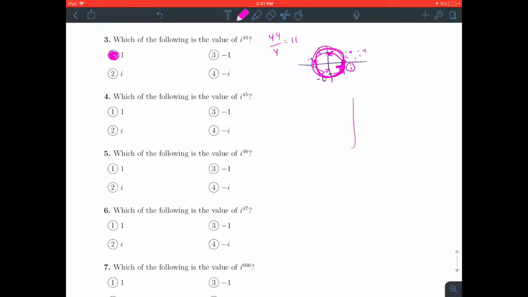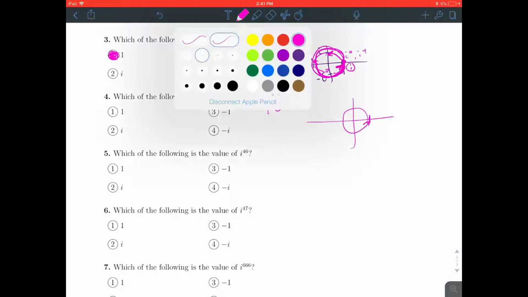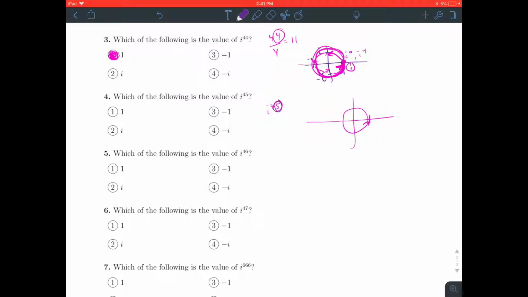What is the value of i to the 45th? Well, if i to the 44th brings us back to 1, then i to the 45th has 1 extra compared to this. And so that means we'll have to go 1 extra cycle, not a full cycle though, 1 extra 90-degree turn, which will leave us up here, and the value up here is i. So that's i.